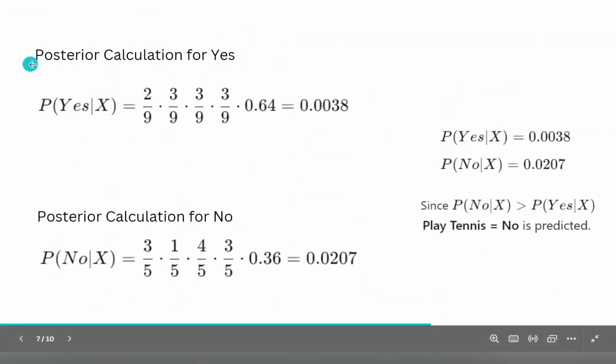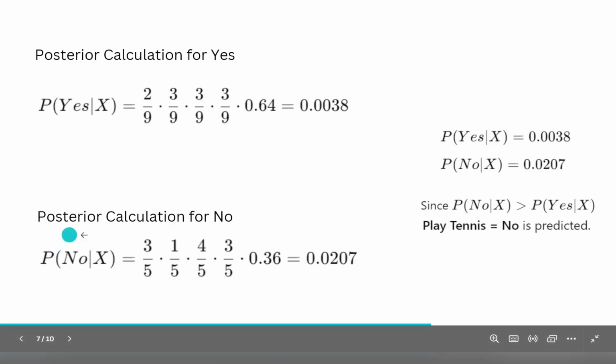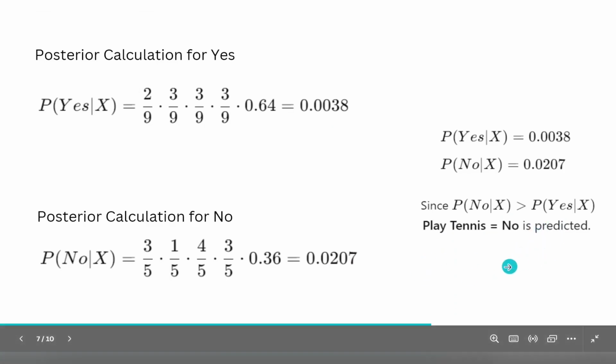Finally, we come to the posterior calculation for yes. Over here, we multiply all the individual likelihood probabilities with the complete probability of playing tennis, and we get the value 0.0038. And in the case of no, we get the value of 0.0207. And since the probability of no is greater than the probability of yes, play tennis equals no is predicted.